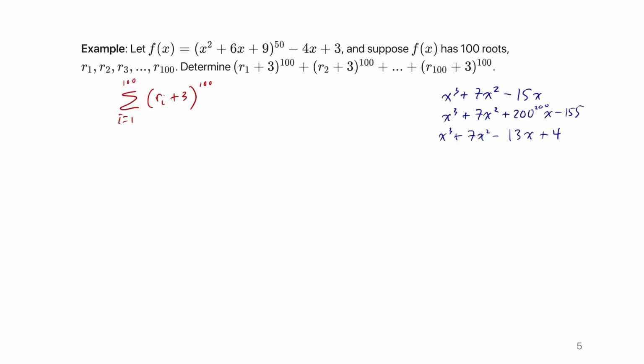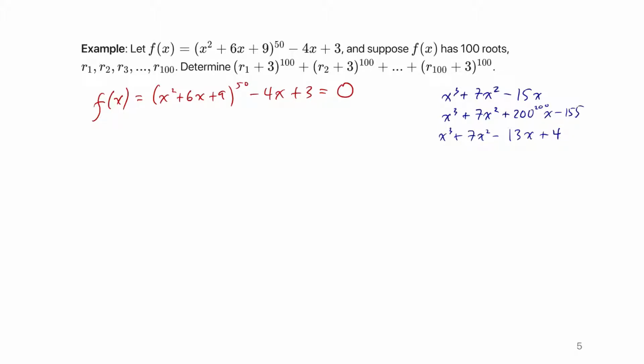Okay, I'll walk through this one because the other two examples I think are cooler. So, let's start with our function set equal to 0 because we're looking at roots, and roots are just things where, when you plug them into the polynomial, you get 0. (x² + 6x + 9)^50 − 4x + 3. Set that equal to 0.